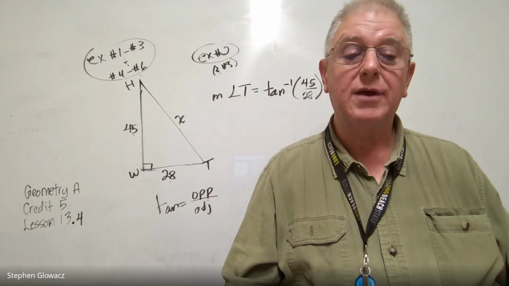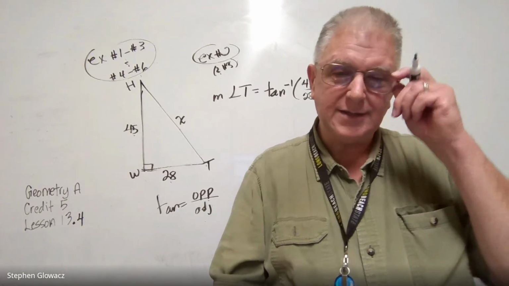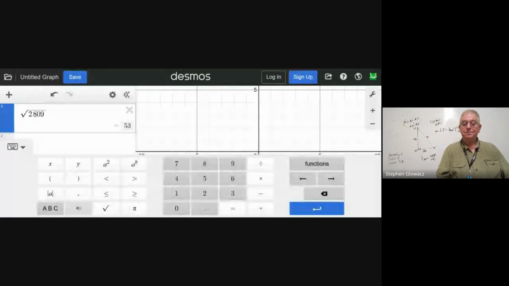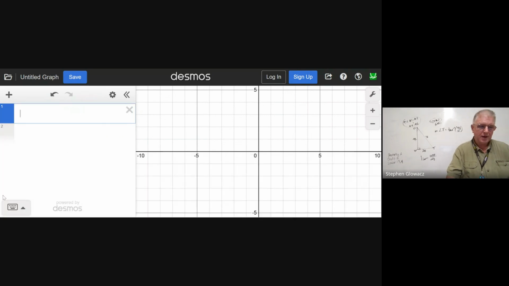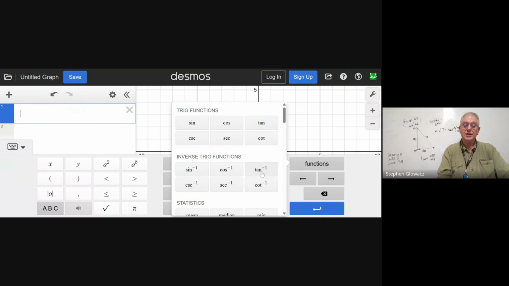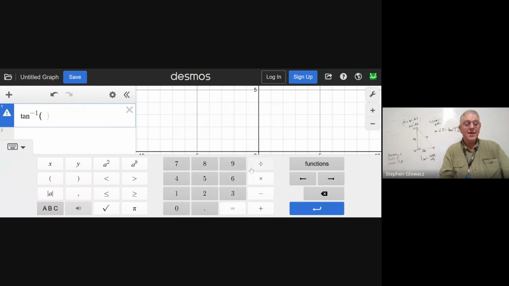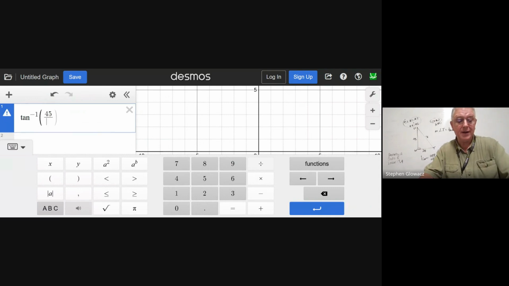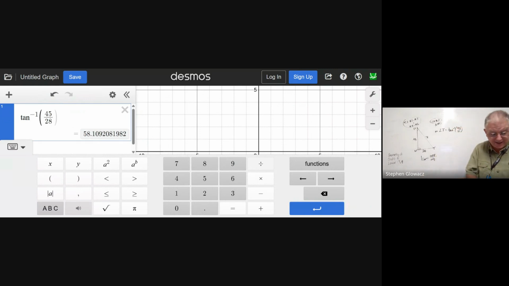So let's once again go into Desmos. It takes a second for everything to share. Okay, hopefully that should be up soon. I think there we go. All right, so we'll start with the keyboard lowered. We're going to bring up the keyboard, and then go over here to functions. Inverse tangent is right here, tan with the -1, not tangent, but inverse tangent. Then we're going to enter our ratio, 45 over 28. So 45 divided by 28, because the fraction bar means divide.